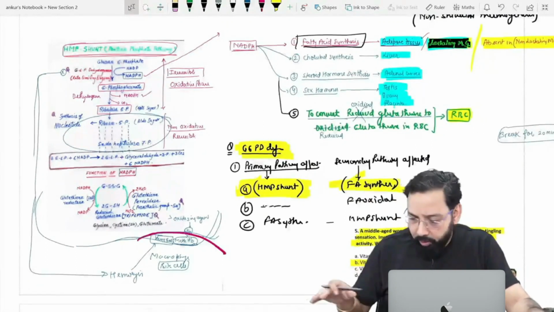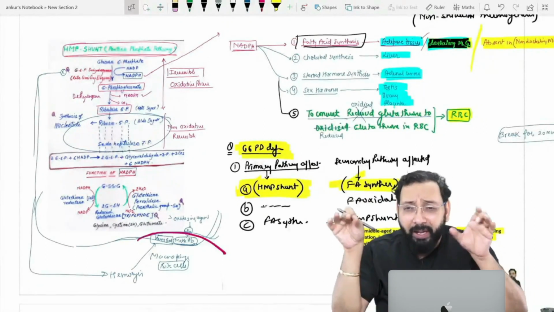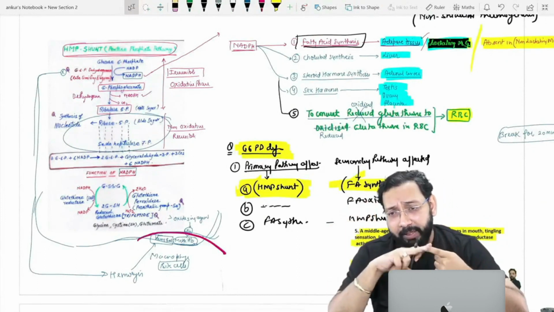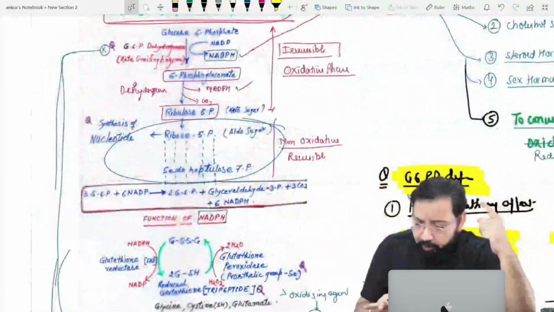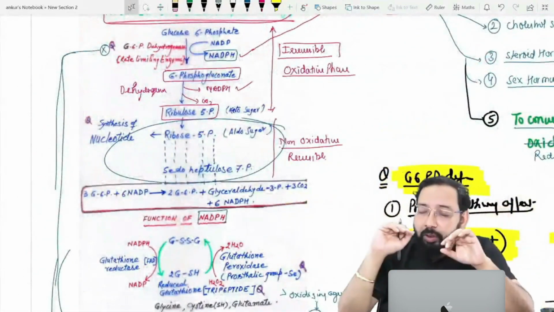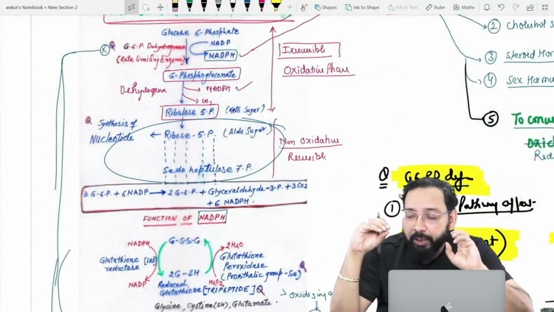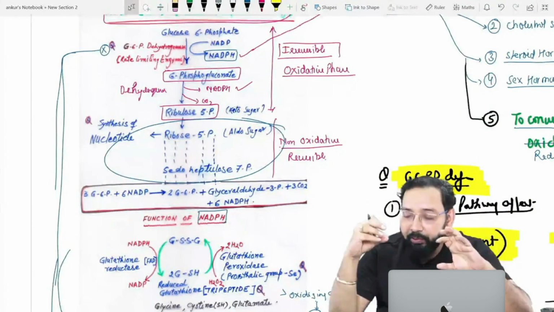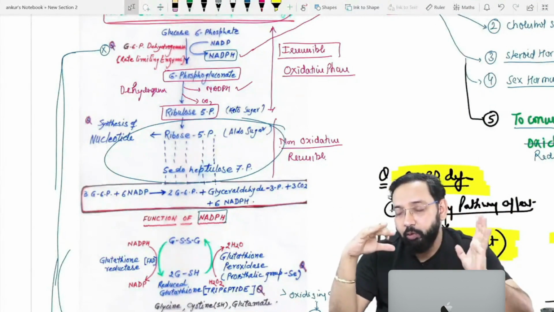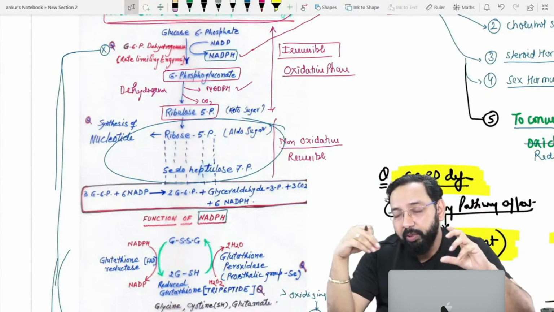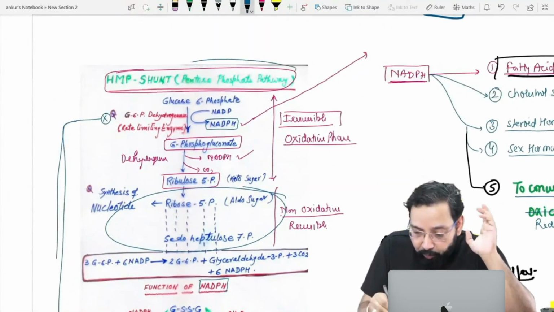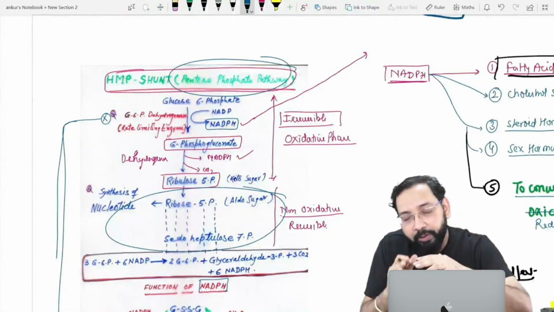Summarize the whole HMP shunt. HMP shunt has two functions. One is to produce NADPH, second is to produce pentose sugar. You all know pentose sugars are required for nucleotides. DNA, RNA have nucleotides, and they have pentose sugar. So pentose sugar comes from the HMP shunt. That's why we say pentose phosphate pathway.